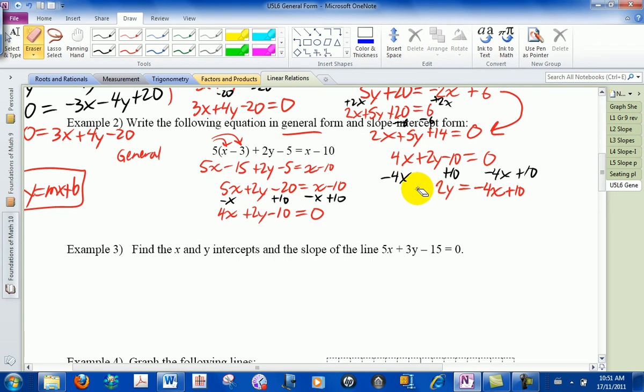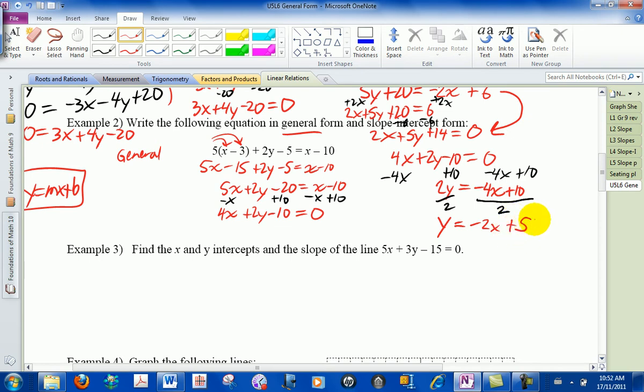Yeah, we're not done yet. So what we have to do is get rid of that 2 in front of the y. So what's the opposite of 2 times y? Divide by 2. Now here's where you got to be careful. You have to divide both sides by 2. So not just the front term, but both terms. That's where you might make a mistake. So we're left with y, but what's negative 4x divided by 2? Negative 2x. What's positive 10 divided by 2?